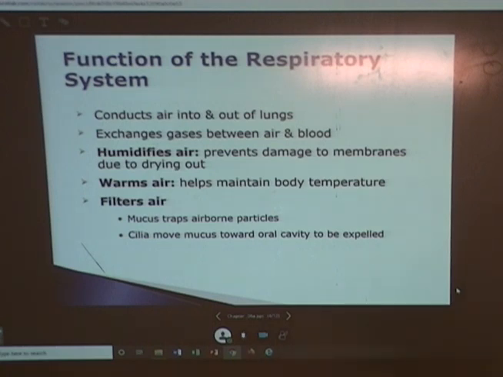Okay? But it also has some other less obvious functions. It's responsible for humidifying the air. So when you breathe in through your throat or your nose, those have quite damp mucous membranes to add some moisture to the air, particularly when we're living in New Mexico, right? Because we have so little moisture here.